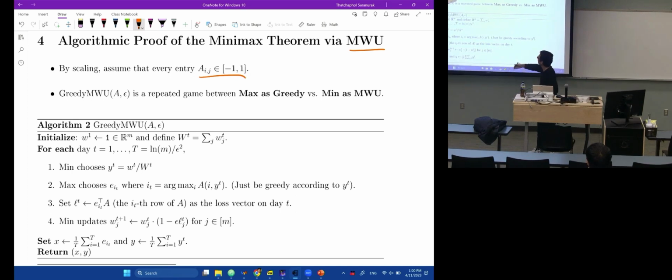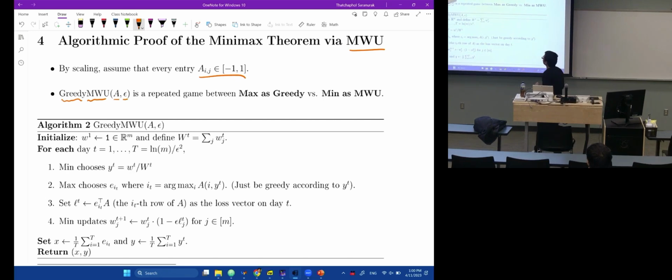matrix a bit so that each entry is between -1 and 1, because this is the regime that we can work with easily. And now we're going to look at this algorithm, greedy versus weight update, for given A and epsilon.